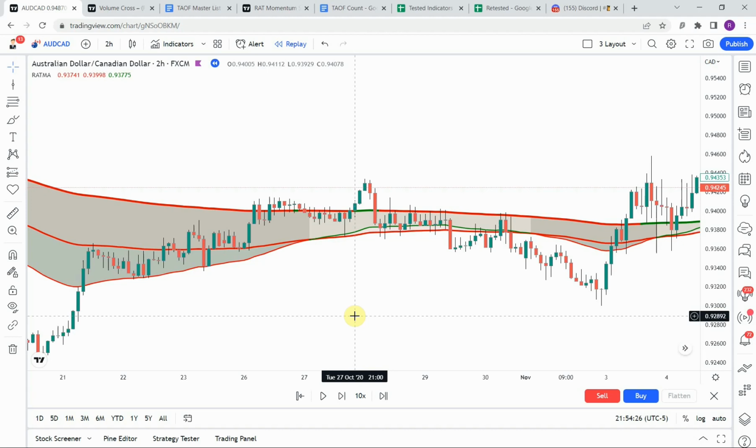Today we will be looking at an advanced testing of the RAT momentum indicator.